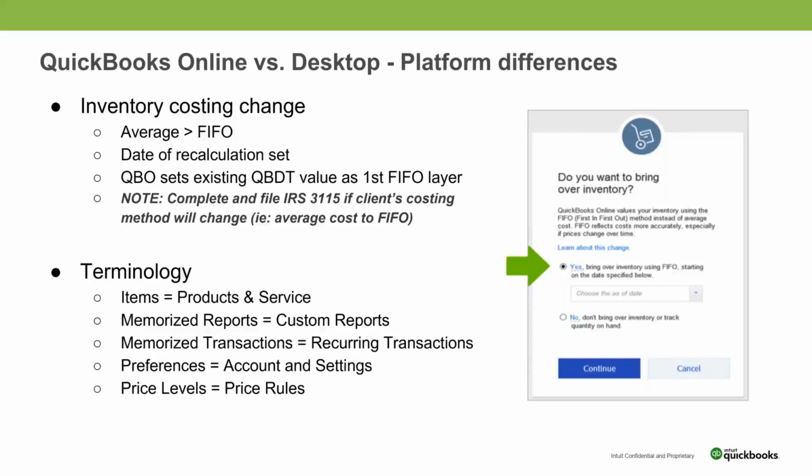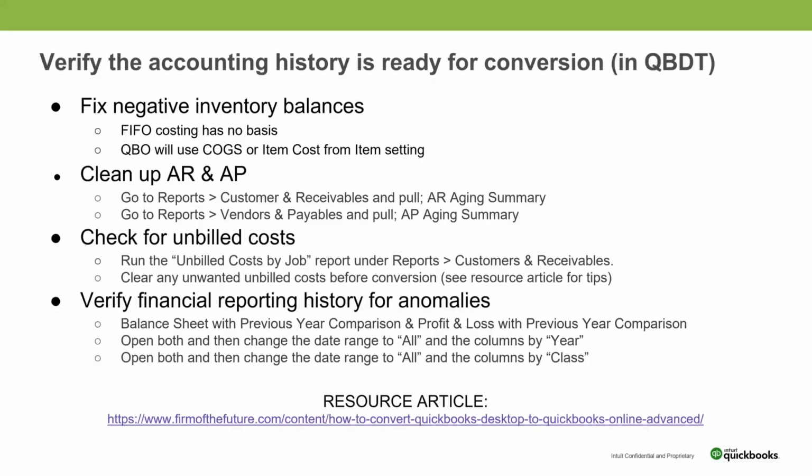Memorized reports would be custom reports. That's different. Memorized transactions are called recurring in online. Preferences in Desktop is where you go and turn features on and off and kind of customize the experience of the software for the client. In QuickBooks Online, that is called account and settings, where you can turn things on and off. And then I already mentioned price levels is price rules in QuickBooks Online. So just some other things to know.